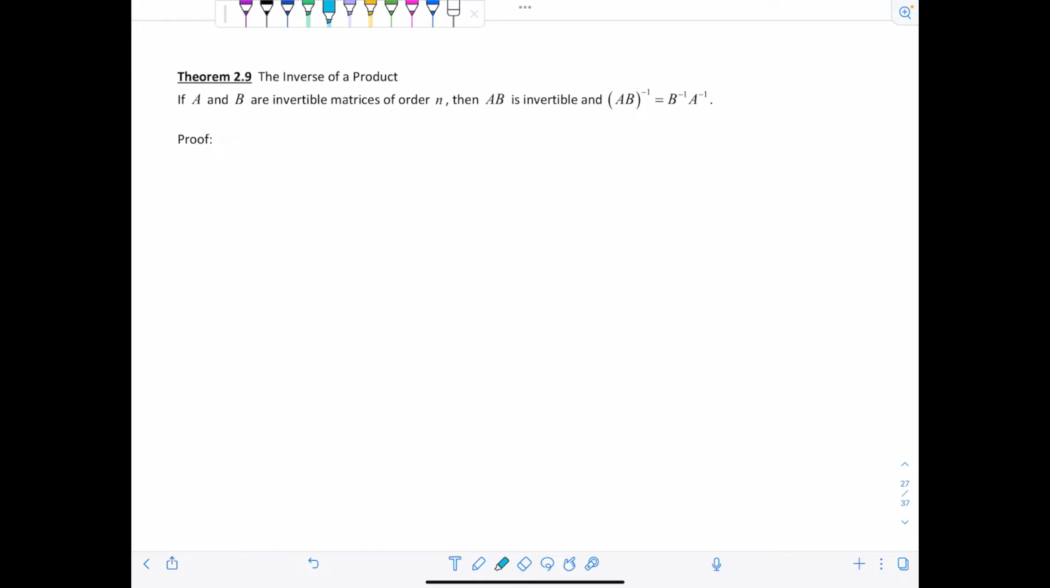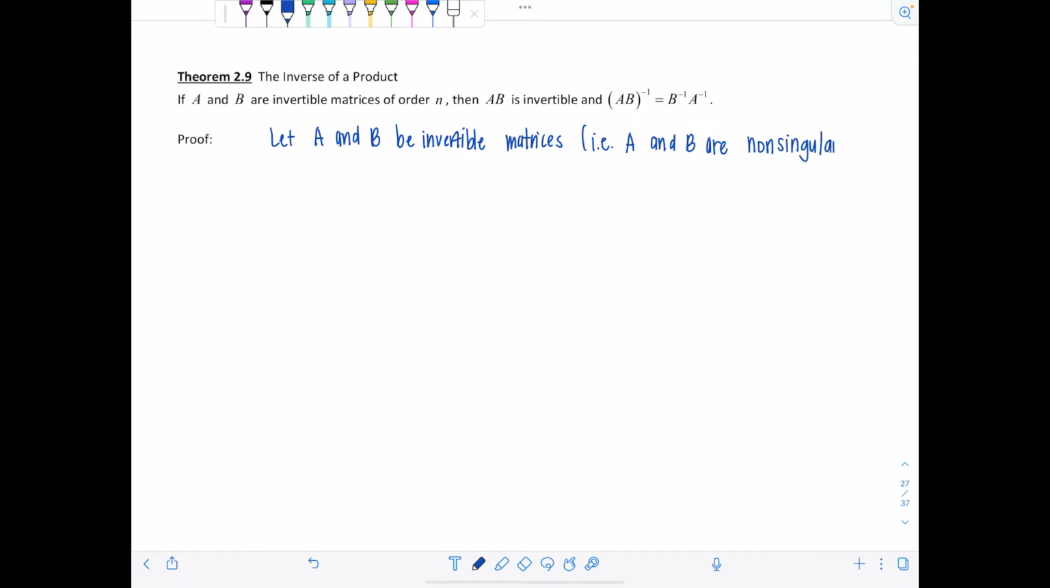So let's see. What they told me is A and B are invertible matrices of order n. So let A and B be invertible matrices. Another, let's practice using our vocab. That also means that A and B are non-singular. Okay. And if they're invertible matrices, what does that mean? Well, that means that A inverse and B inverse exist.